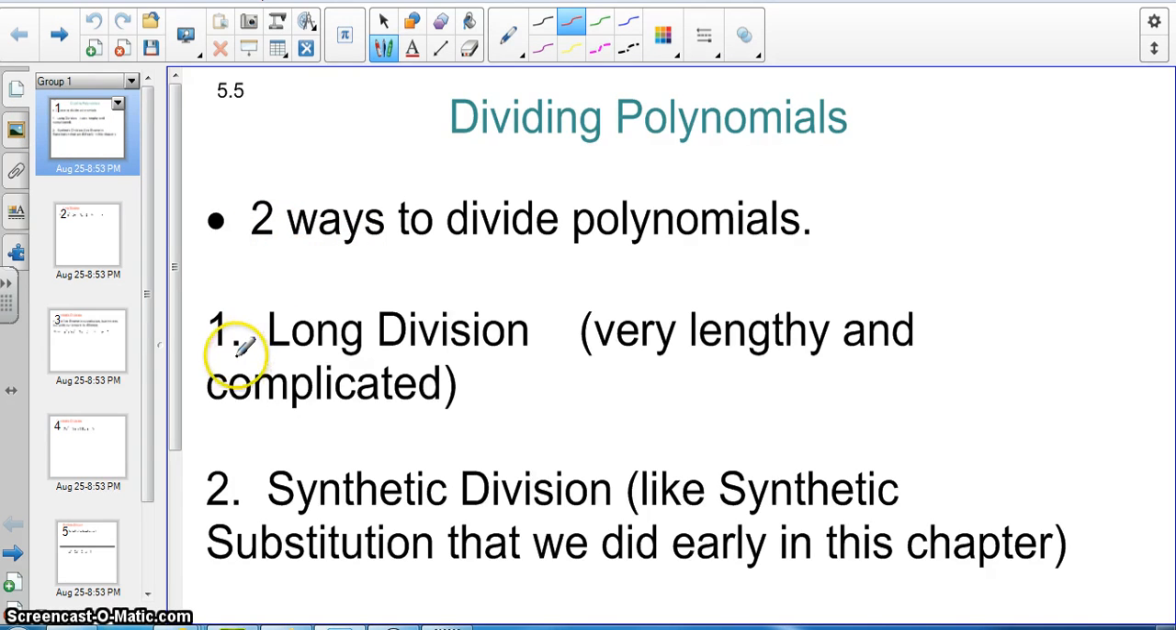The first way is long division. It can be very lengthy and can be a little complicated, but it's really just like long division with regular numbers, except now you have variables. Now, long division works for all polynomials. Okay? Long division works for when you're dividing all polynomials.